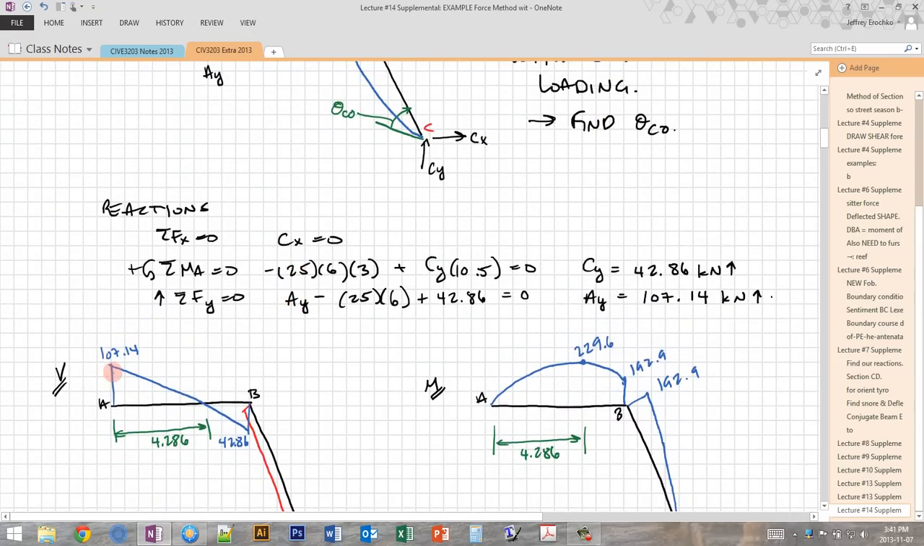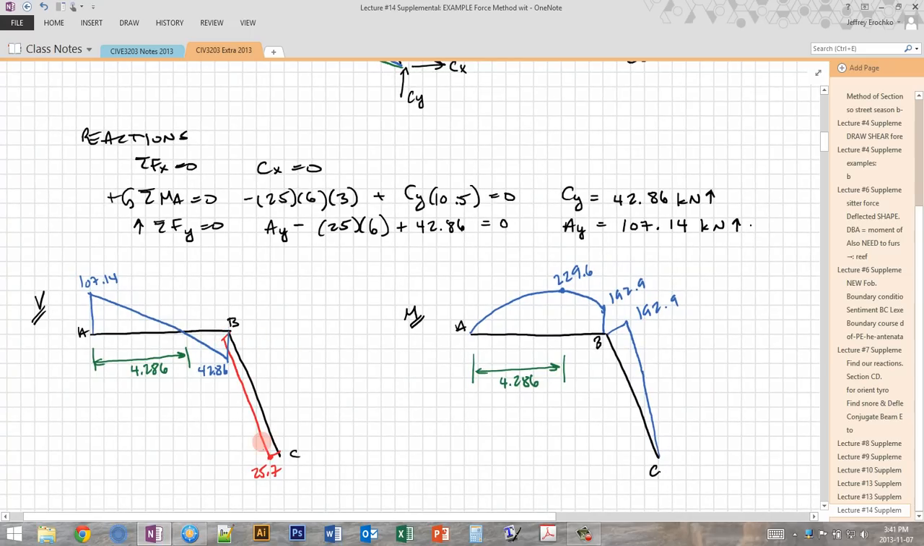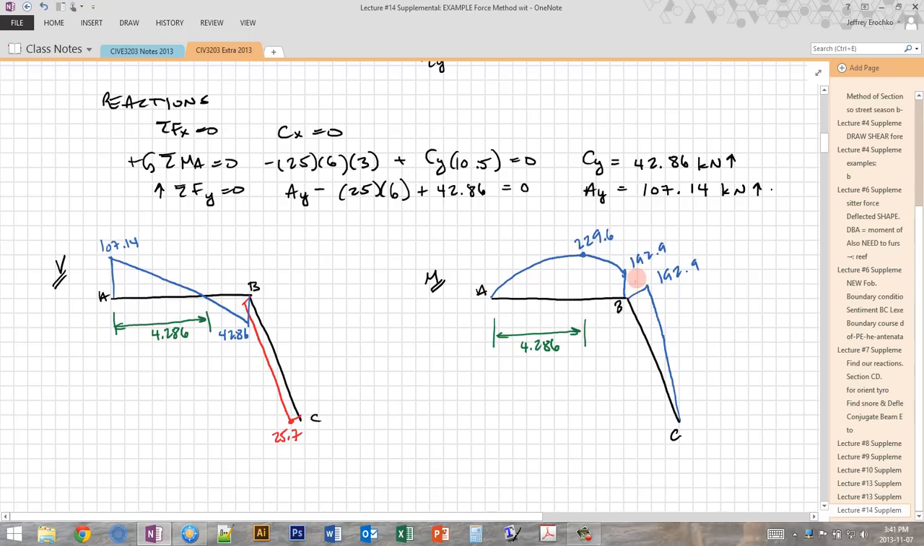So we have a vertical reaction here, then we have a distributed load causing a change in shear that's linear, then this is the shear at B. That shear changes around the corner because of the change in direction, so we have 25.7 instead of 42.6. And then our moment diagram simply looks like this, with a parabola between A and B and a triangle between B and C. And you can try this out by yourself to confirm that these are correct. Now this is quite a complicated moment diagram.